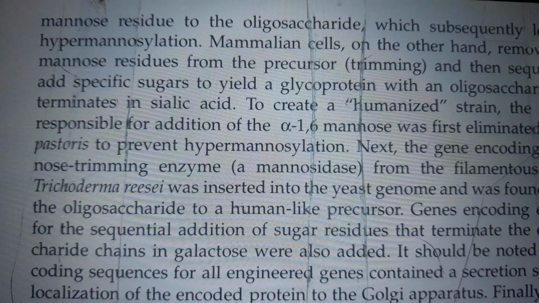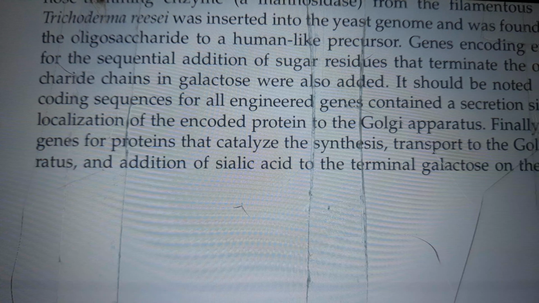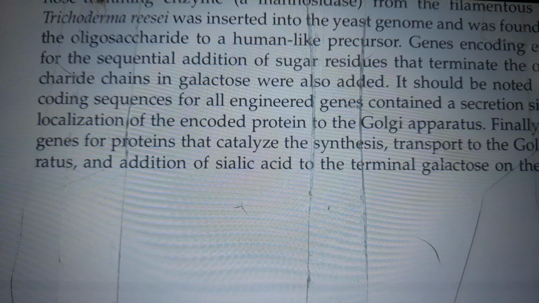was inserted into the yeast genome and was found to trim the oligosaccharide to a human-like precursor. Genes encoding enzymes for the sequential addition of sugar residues that terminate the oligosaccharide chains, N-acetylglucosamine and galactose, were also added. It should be noted that the coding sequence for all engineered genes contain a signal for localization of the encoded protein to the Golgi apparatus.